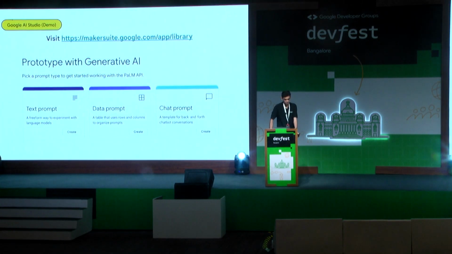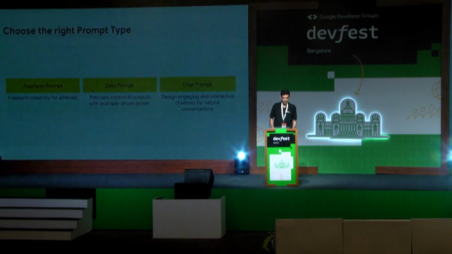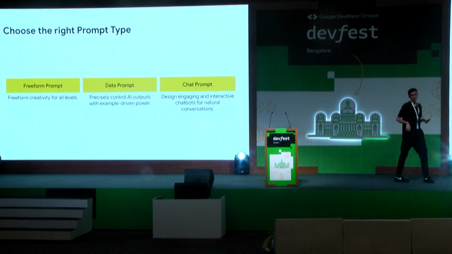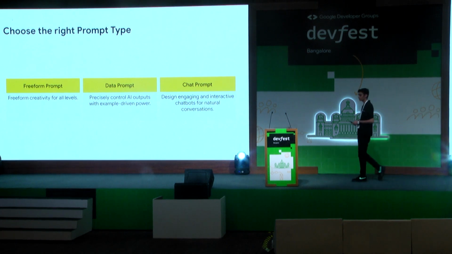This is an example. This is just the Google AI Studio. And now we'll be taking a look at the demo. Before that, we'll just look at the different types of prompts that we just discussed. You have free-form prompts. You have creativity. You have creativity for all levels. You can generate poems. You can tell it to write stories. You can make it do anything you want.